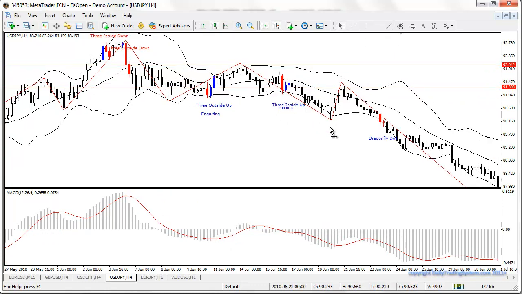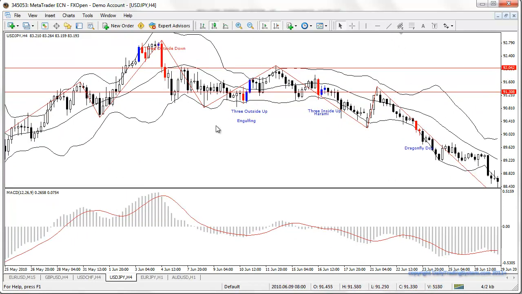So there you go. That's the three outside up formation.